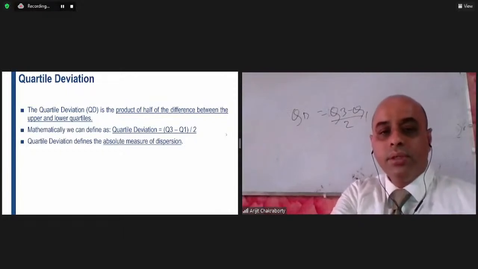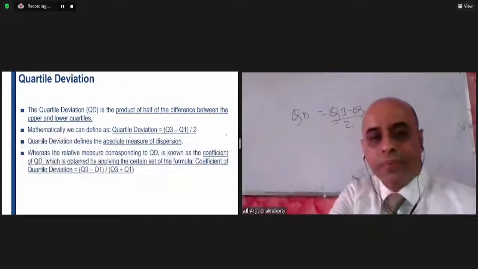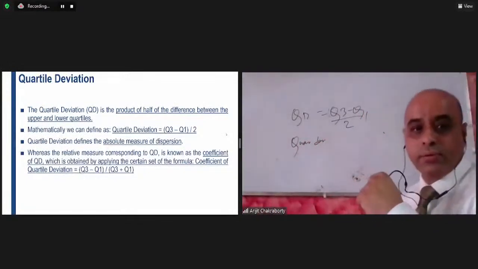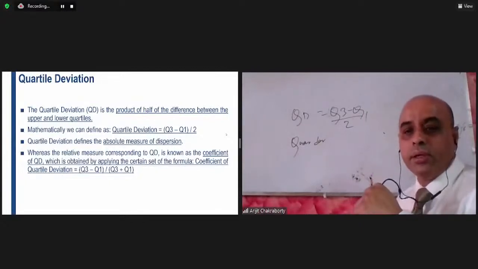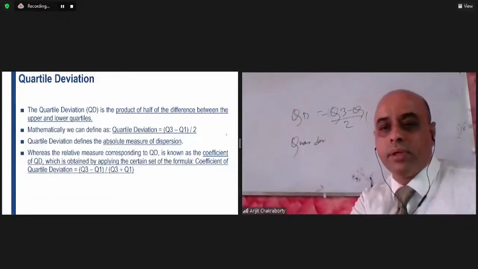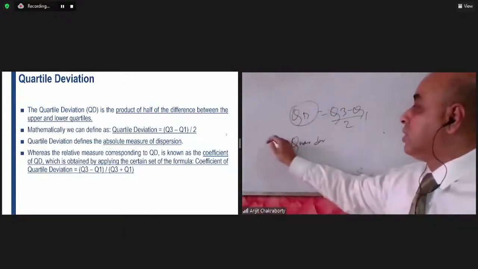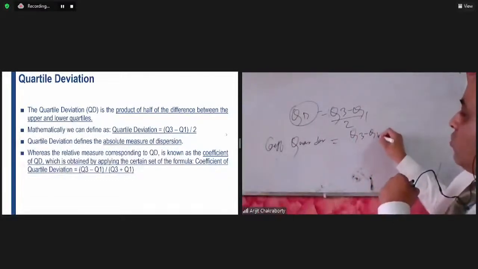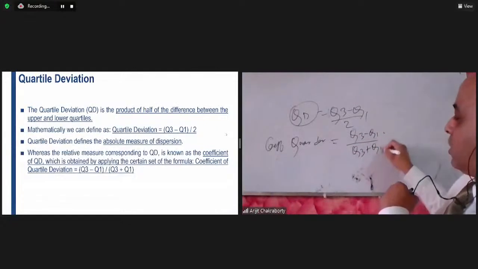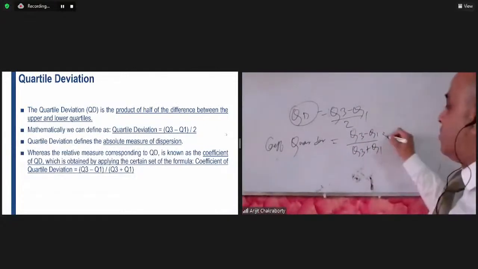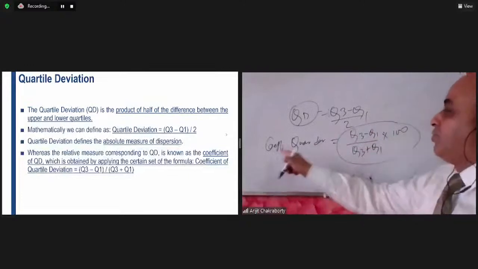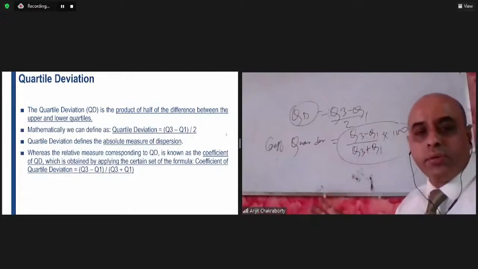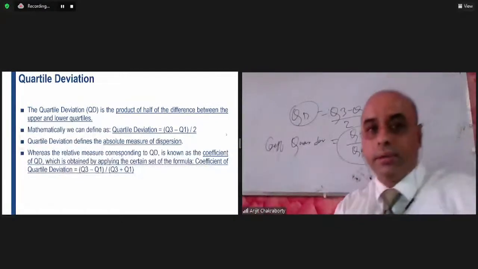Now the quartile deviation defines the absolute measure of dispersion. How do we find the coefficient of quartile deviation? If you talk about the coefficient, it is a relative measure. So when we talk about the absolute measure, we get the QD. When we find the coefficient of quartile deviation, that is equal to Q3 minus Q1 divided by Q3 plus Q1, and you can multiply it also by 100. So this is a very simple concept, much easier to understand than, of course, standard deviation.